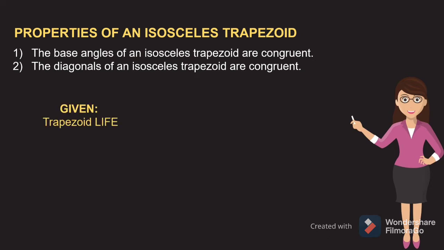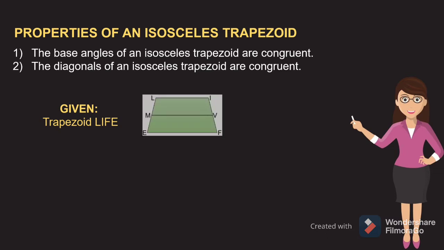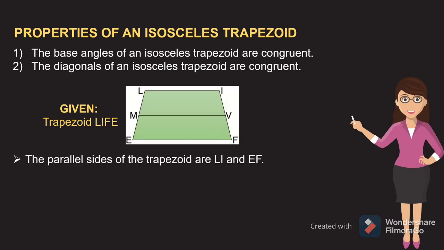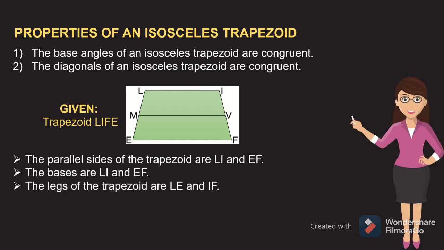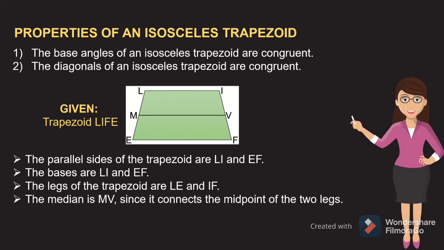Given trapezoid LIFE, the parallel sides of the trapezoid are line LI and line EF. The bases are line LI and line EF. Remember that the parallel sides of a trapezoid are also its bases. The legs of the trapezoid are line LE and line IF. The median is line MV, since it connects the midpoints of the two legs.